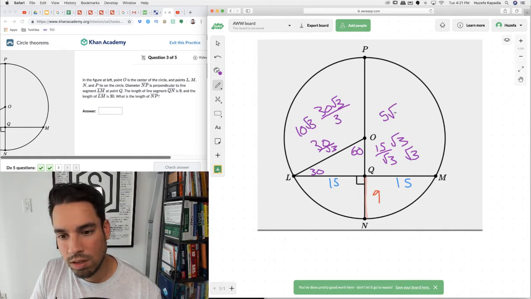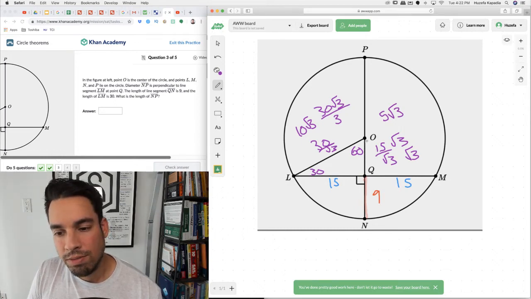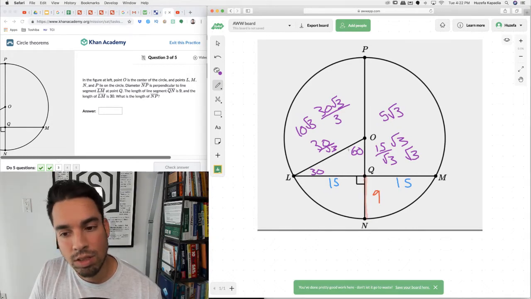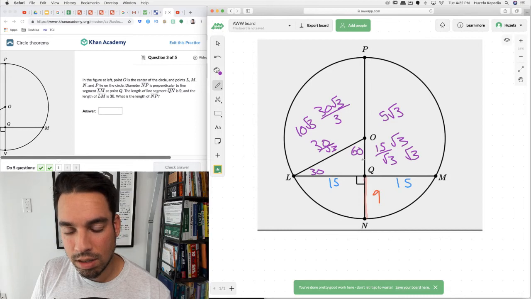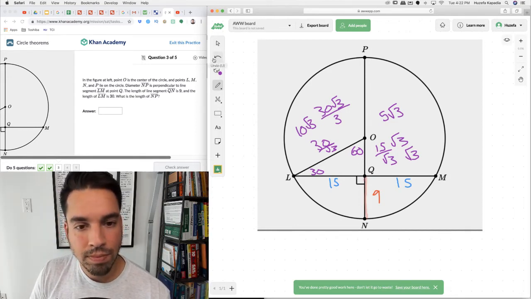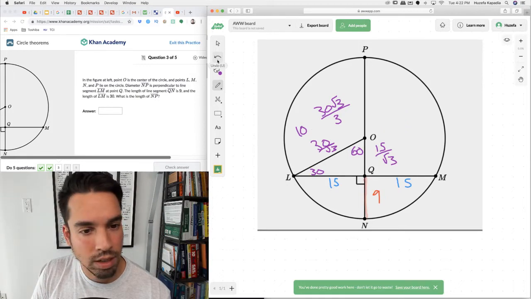That doesn't make sense. This can't be 5 root 3. You know why? Because 5 root 3 plus 9, which is the radius, has to equal this. You see what I'm saying? And it doesn't, according to the 30, 60, 90, right? That's 10 radical 3. So this should equal this whole thing. So it's wrong. So that was a guess.